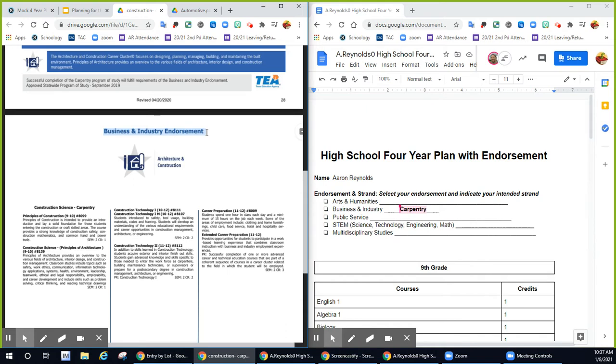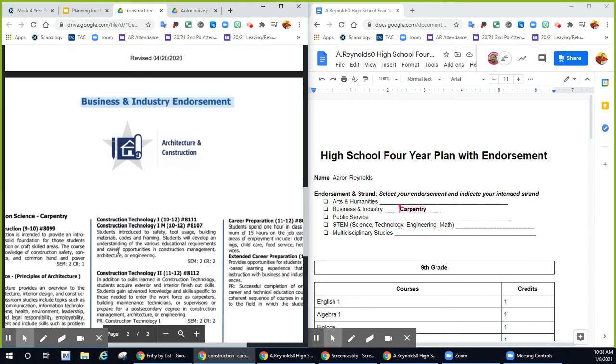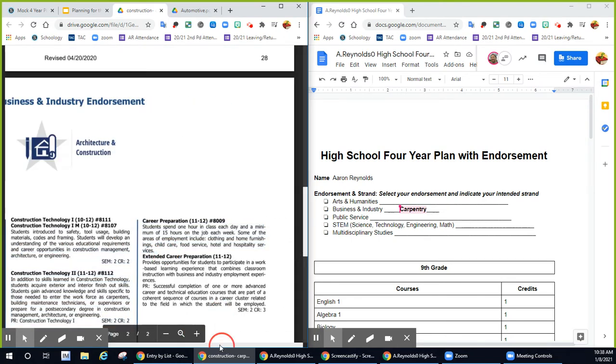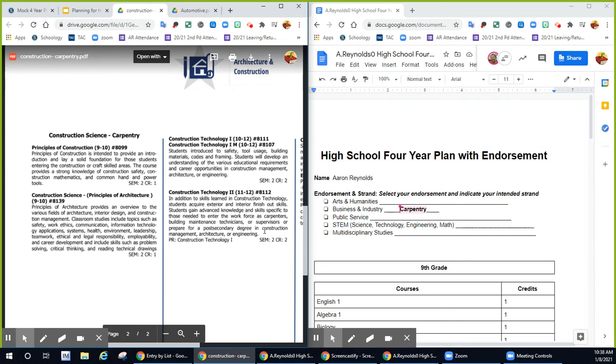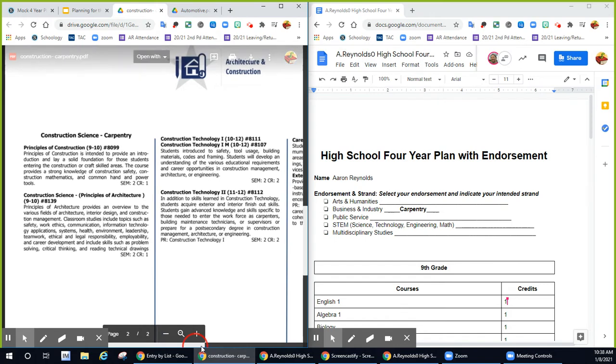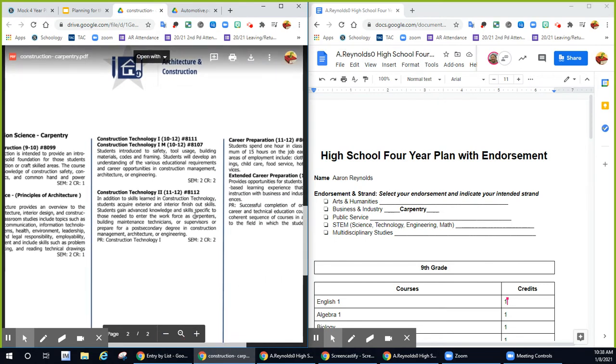And what I did when I was filling this out for myself is every time I filled a requirement, I bolded it. That way I knew that I was checking them off, okay? Yep. So and the requirements are found at the very bottom of that page. Yes. If you look here at the second page, it shows you all the endorsement classes you have to take from 9th through 12th grade. It tells you how many credits they're worth. So for instance, Construction Tech 2 is worth 2 credits.